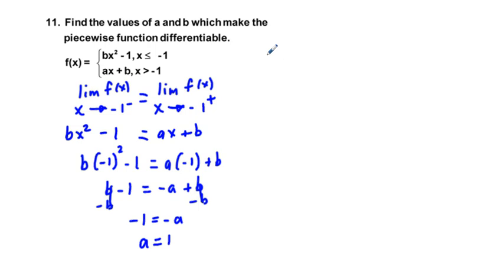But now we've got to look to another thing for differentiability, which is not the limit as x approaches -1 from the left side of f of x, but rather of f prime of x. And that would have to equal the limit as x approaches -1 from the right side of f prime of x.